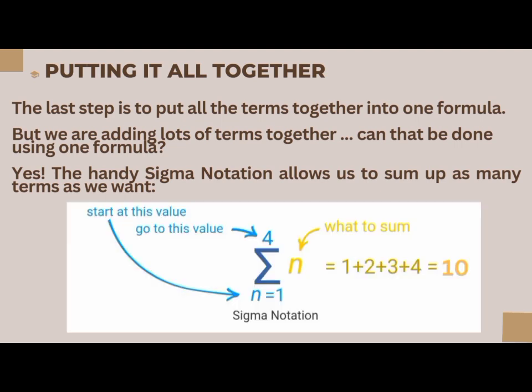This is the sigma notation. This symbol is called sigma, meaning sum up. The values are shown below and above the sigma. The summation of n, and it says n goes from 1 to 4, which is 1, 2, 3, and 4. So now we add them up. 1 plus 2 plus 3 plus 4 is equal to 10.